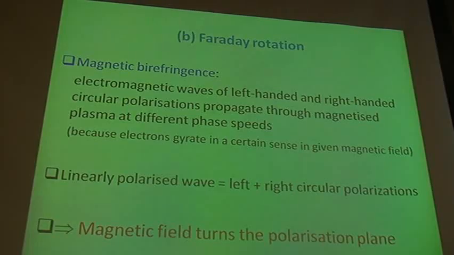So if here I decompose this linearly polarized wave into circular polarizations with a phase difference, say this much, here the phase difference will change. Now we add these two polarized waves back together, but because the phase difference is different, the polarization plane will change. This means that a linearly polarized wave, while propagating through a magnetized medium, will have its plane of polarization rotated.